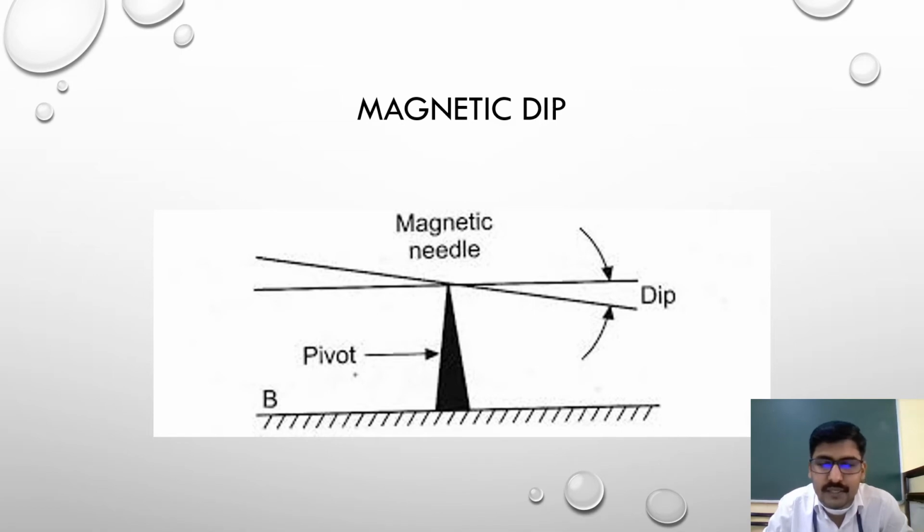At the equator region you will find the magnetic needle standing perfectly horizontal. As you move towards north or south, you find that the magnetic needle slightly bends downward. This bending of the magnetic needle slightly downward is called dip. Dip is nothing but the angle, right? The vertical angle made by the horizontal position of the magnetic needle and the inclined position of the magnetic needle.